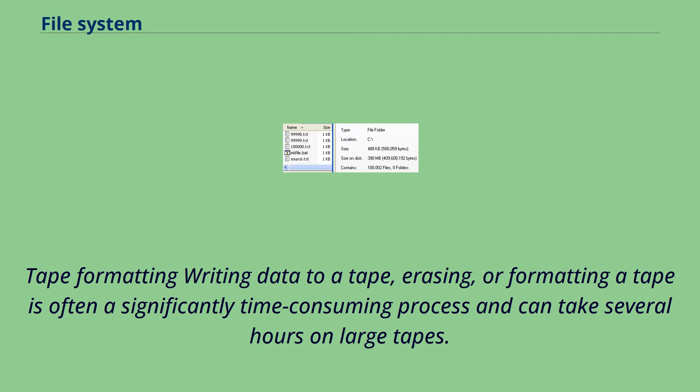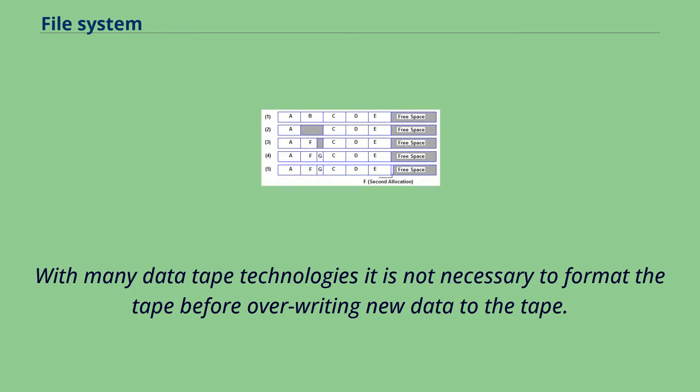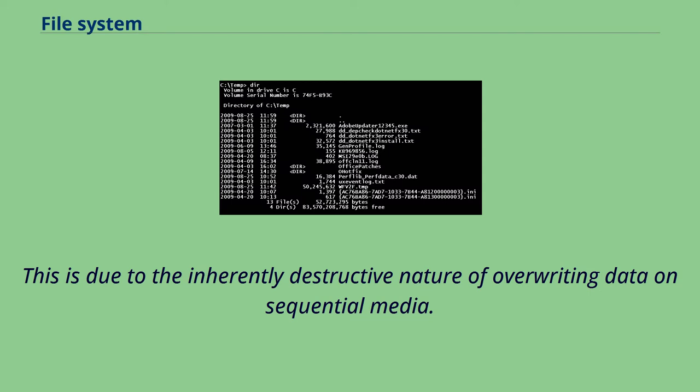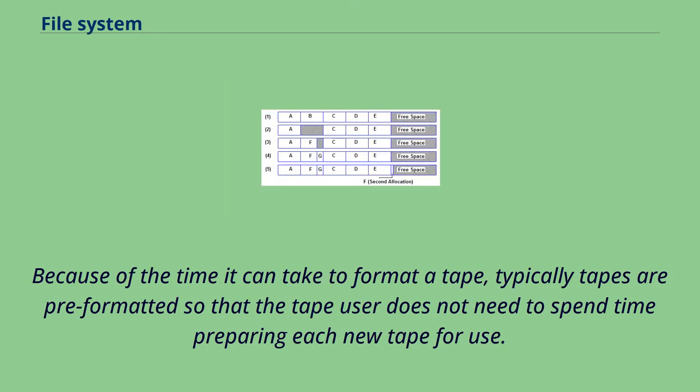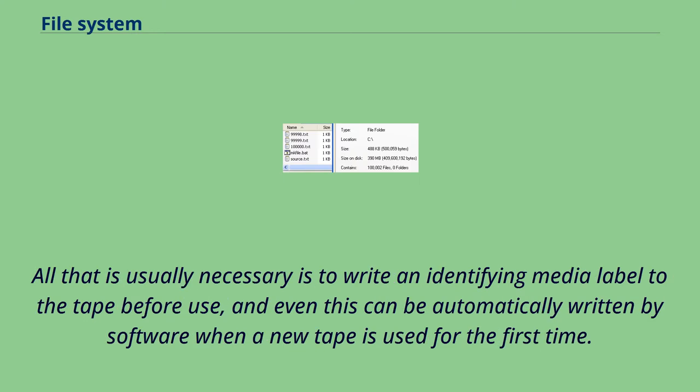Tape formatting: writing data to a tape, erasing or formatting a tape is often a significantly time-consuming process and can take several hours on large tapes. With many data tape technologies, it is not necessary to format the tape before overwriting new data to the tape. This is due to the inherently destructive nature of overwriting data on sequential media. Because of the time it can take to format a tape, typically tapes are pre-formatted so that the tape user does not need to spend time preparing each new tape for use. All that is usually necessary is to write an identifying media label to the tape before use, and even this can be automatically written by software when a new tape is used for the first time.